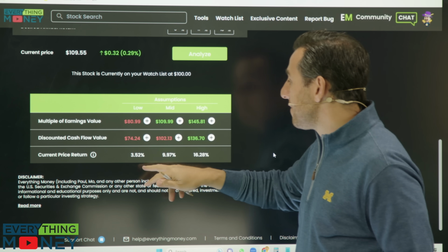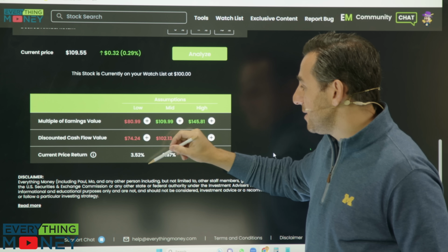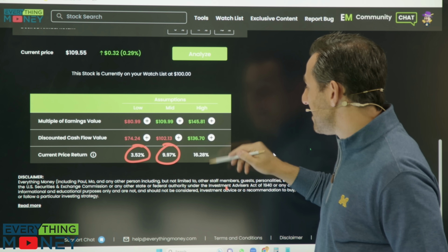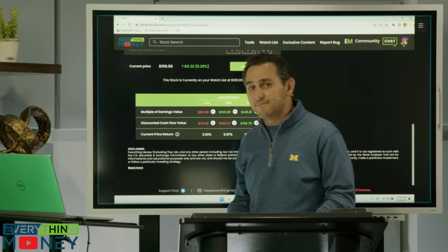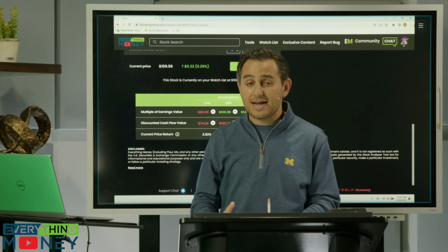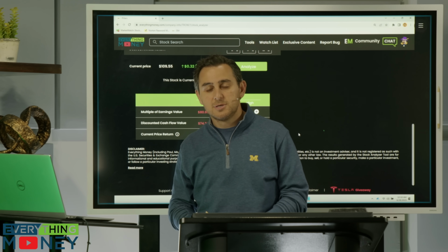But here's the key. If you pay today's price of 109.55 and the low assumptions hit, you'll make 3.5%. The middle assumptions hit, you'll make about 10%. High assumptions hit, you'll make 16%. Now, remember, guys, I think this is going to be a volatile stock. You've got to be ready for volatility in any stock in the market right now based on where valuations are. Yep. If the market comes down, this is absolutely coming down. And it's going to get crushed.